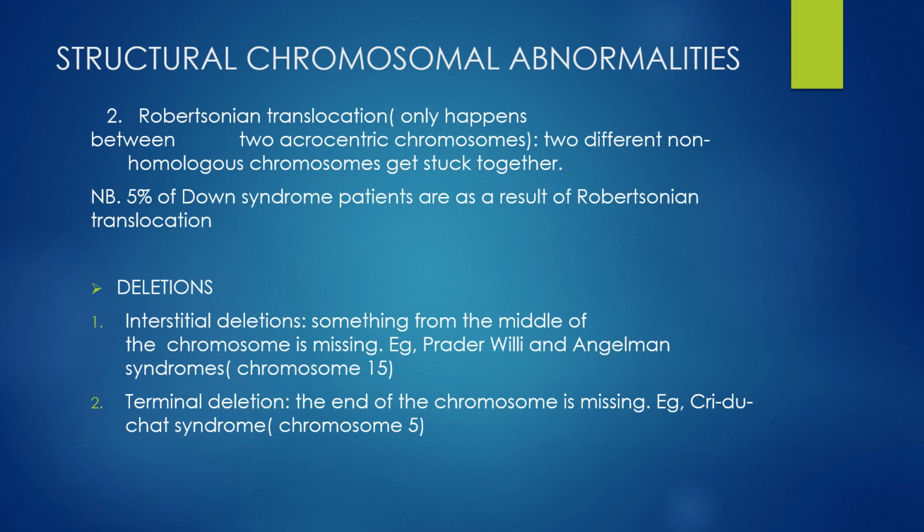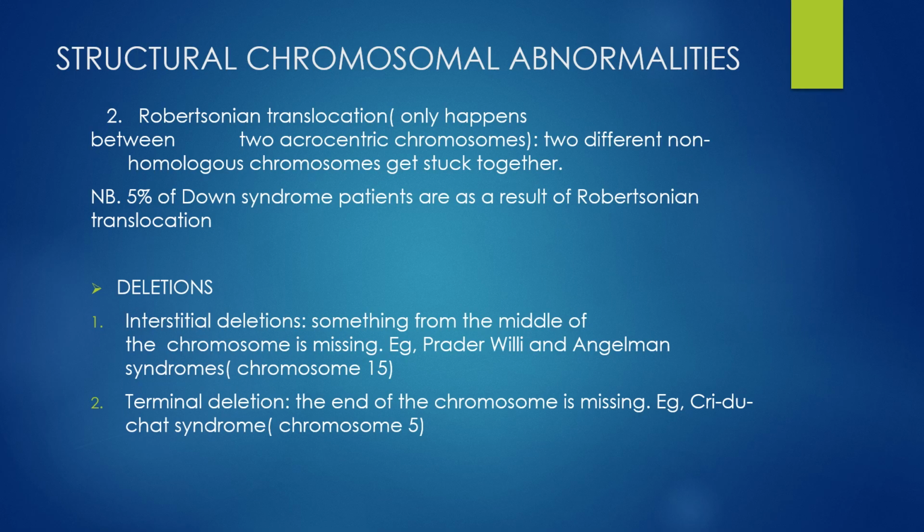Next, we have what we call a Robertsonian translocation. It usually happens only between two acrocentric chromosomes. What happens here is that you have two different non-homologous chromosomes getting stuck together. I do want you to take note that 5% of Down syndrome patients are as a result of Robertsonian translocations.